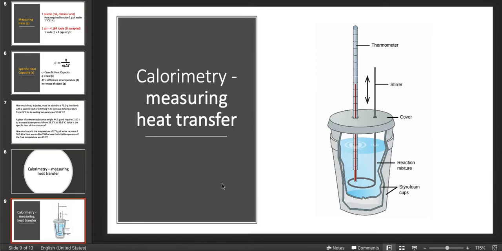So exothermic, exo meaning out, releases; endo meaning in, it absorbs. So those are the two types of chemical reactions or physical changes. Exothermic releases heat, endothermic absorbs heat.